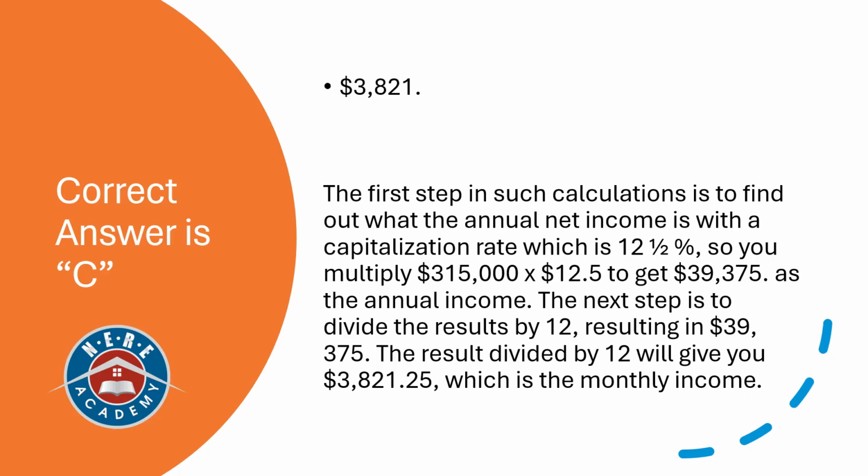Okay, I included this question to make a point. So the correct answer here is C, $3,821. Now you're going to look at the calculation below, and it tells us that we came up with $3,821.25. Why did I want to include this? Because they're asking you on the exam for the best answer. So despite the fact that it is rounded down, it is still the best answer for this question.